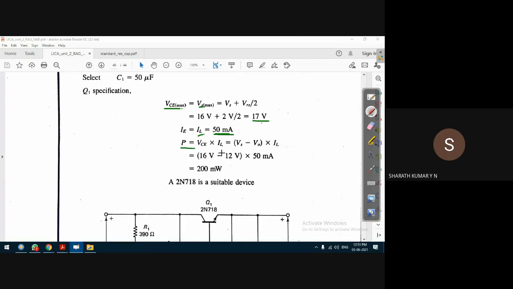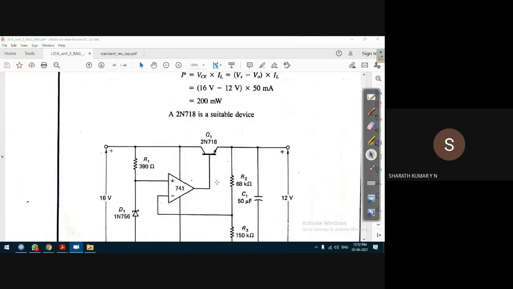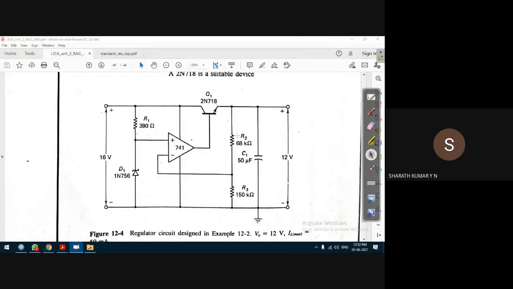So what is the power dissipation? VC into the current, voltage across collector emitter and the load current. It is approximately 200 milliwatts. So for this power dissipation, we have to select the transistor. For this, 2N718 is a suitable one. In a test or exam, the power calculation should be sufficient, because if this power requirement varies, the transistor selection also varies. We cannot remember various transistors for various power requirements. That's not the issue. So this is a complete design.